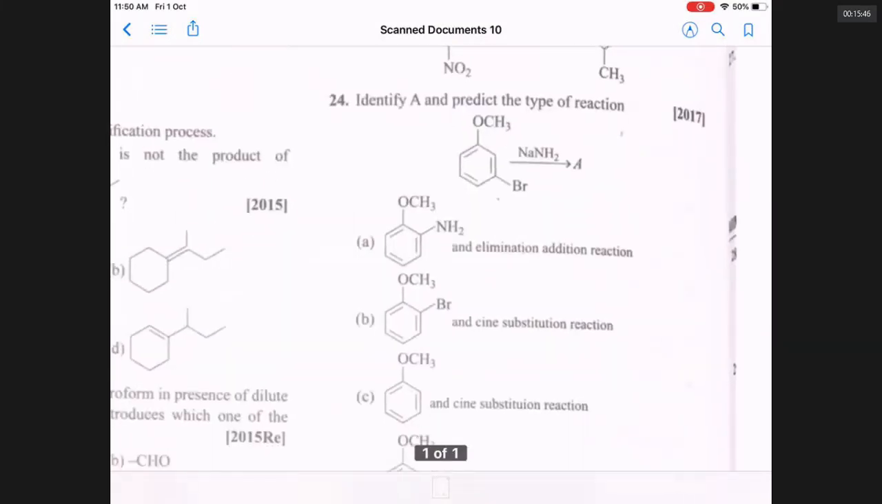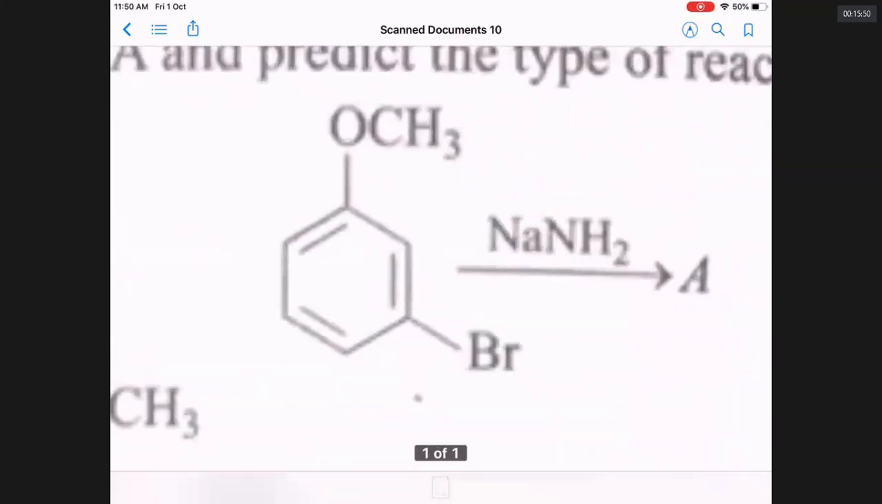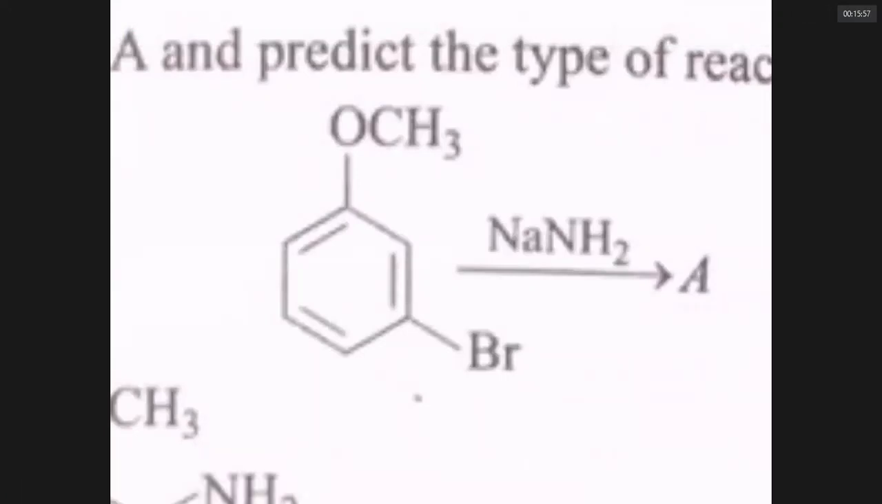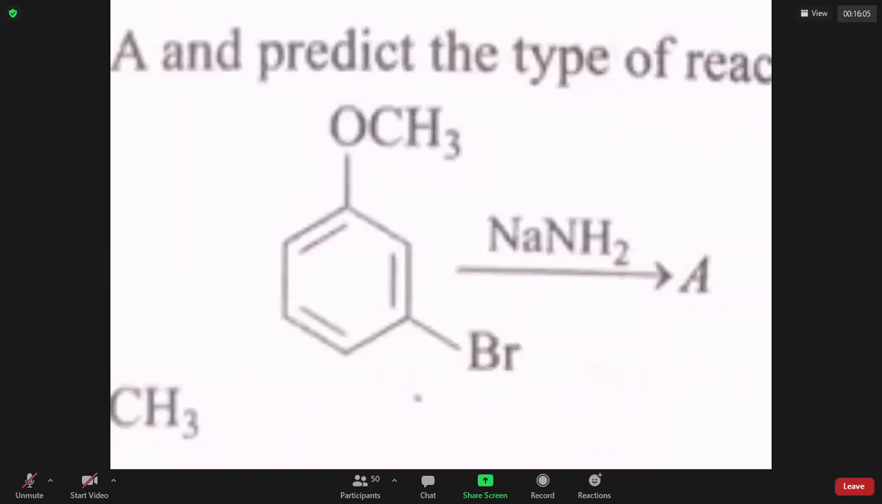Simply, I would say NaNH2 is a good base. The NH2 minus will take the H plus which is there on the carbon next to Br, so the carbanion forms. The minus charge will make a triple bond, throwing the Br minus out. So you will have a benzene ring with a triple bond in one position. That is called benzyne.